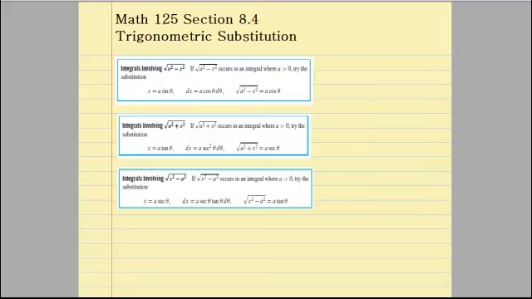In section 8.4, we're going to be working with an integration technique called Trigonometric Substitution. The book gives you three summary substitutions to make. The first one is if we have something of the form a squared minus x squared.